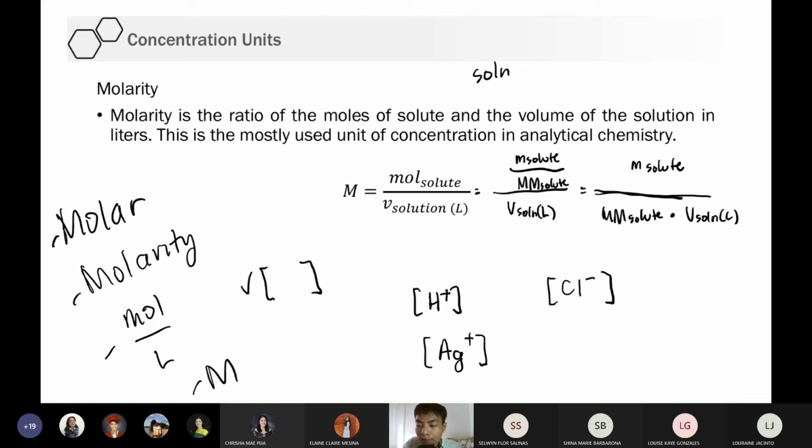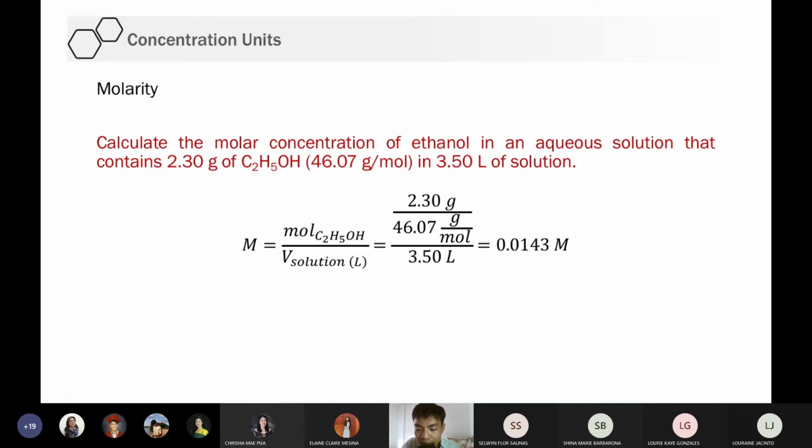Medyo nakakabulol lang. Okay, so, let's try to practice. Let's have this one. Calculate the molar concentration of ethanol in an aqueous solution that contains 2.30 grams of ethanol in 3.5 liter solution. Okay? So the equation is shown already. So chill lang tayo. Next week, next meeting tayo magsasolve talaga.